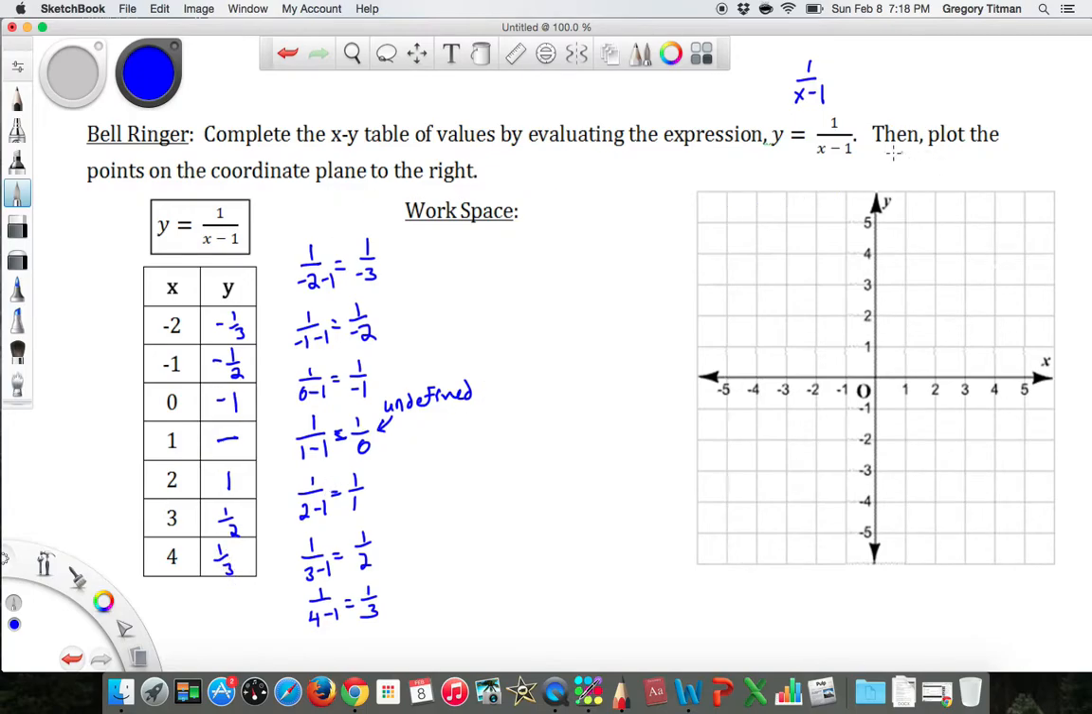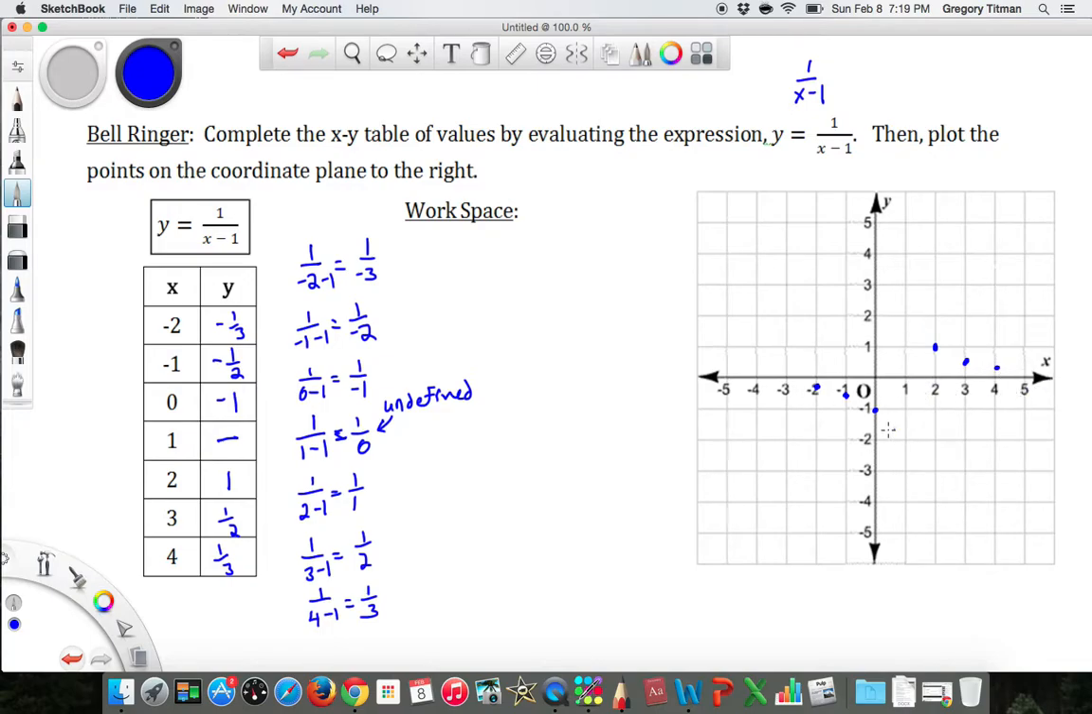Okay, so now it asks us to plot these points on the coordinate plane to the right. So we're going to plot each of these as an ordered pair. So -2, -1/3, and obviously I'm having to estimate because I don't know exactly where -1/3 is on the y-axis. Next point is -1, -1/2, 0, -1. Now we won't plot any point for where x equals 1 because we don't know the y-coordinate. Again, we say that it is undefined, so we'll jump over here to 2, 1, 3, 1/2, and 4, 1/3.